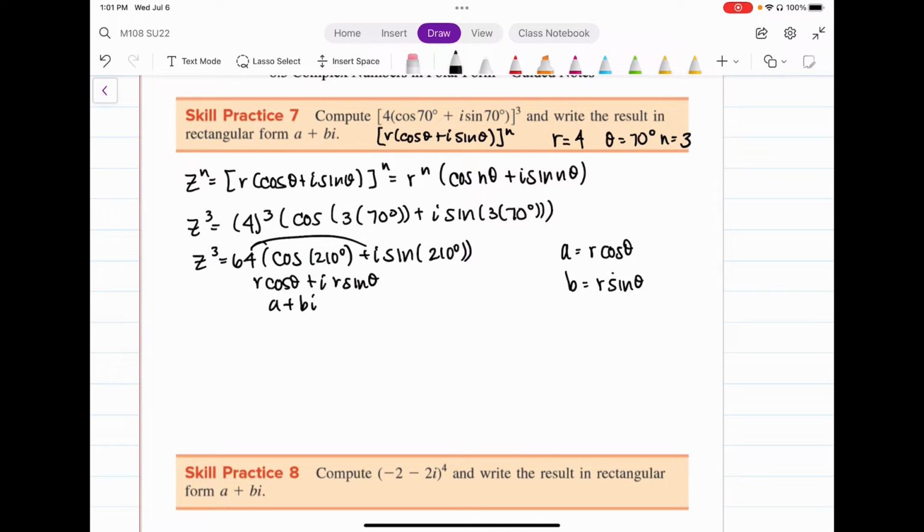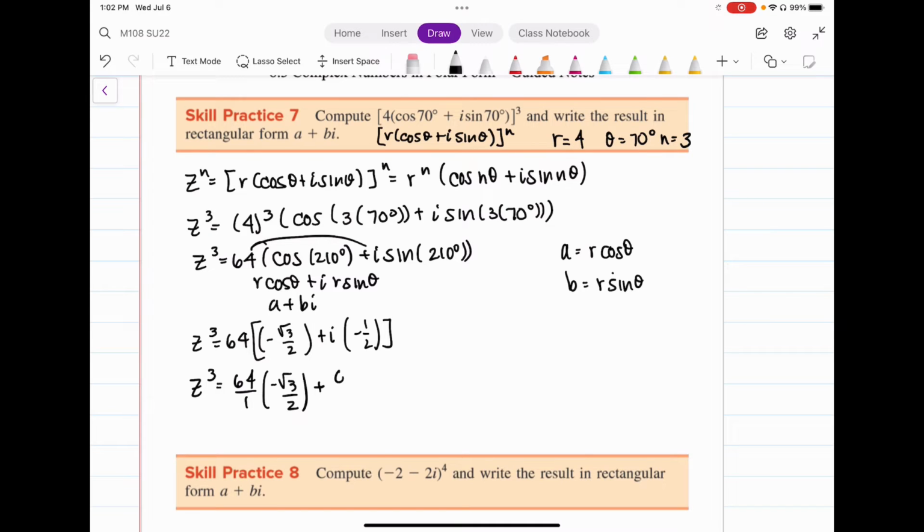can distribute the 64. Using the unit circle, the cosine of 210 degrees is negative root 3 over 2. Plus i, the sine of 210 degrees is negative 1/2. Now I can distribute the 64. That means I have 64 over 1 times negative root 3 over 2 plus 64 over 1 times negative 1 over 2. I'm going to put the i at the back, and I'm going to reduce, dividing through by 2.